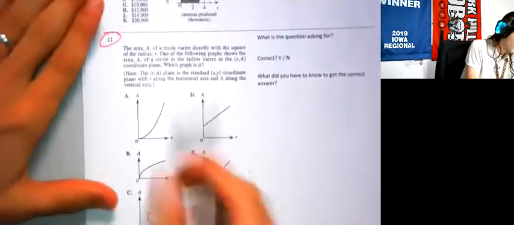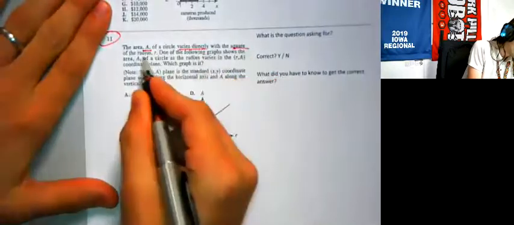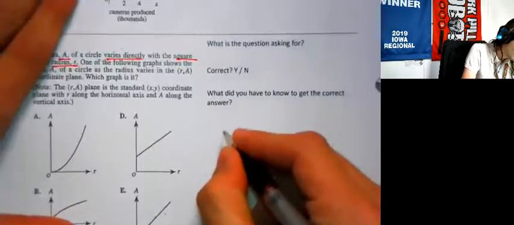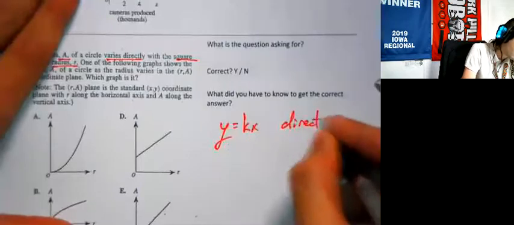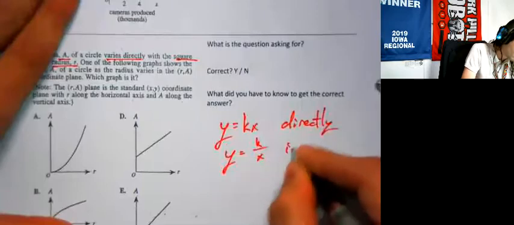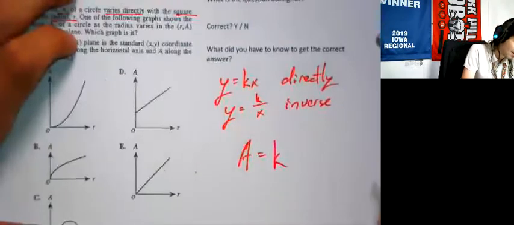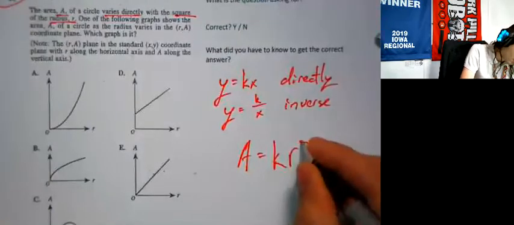I want to look at number 11 because I keep getting questions about things like number 11. The area of a circle A varies directly with the square of the radius r. Okay, we've talked about varies directly. We saw it yesterday. Most people ask me questions about it. Recall that y equals kx, that's what directly looked like, and y equals k over x is what inversely looks like. So we're told that the area varies directly, so it's going to be on top, with the square of the radius r. A is equal to kr squared.